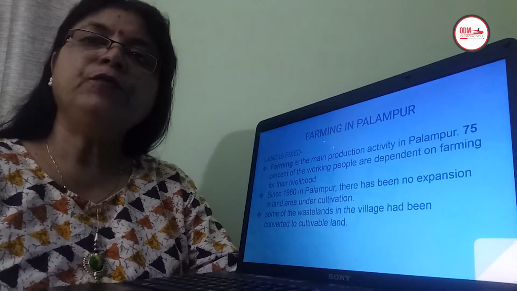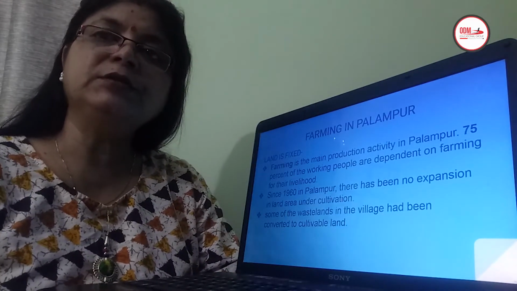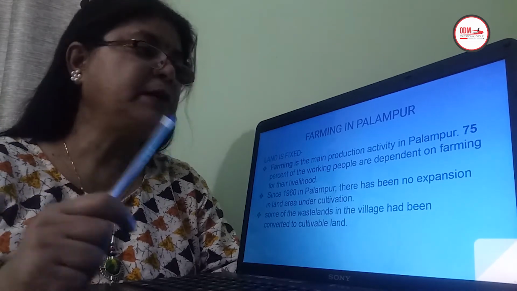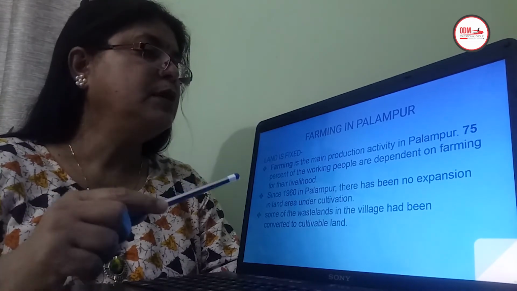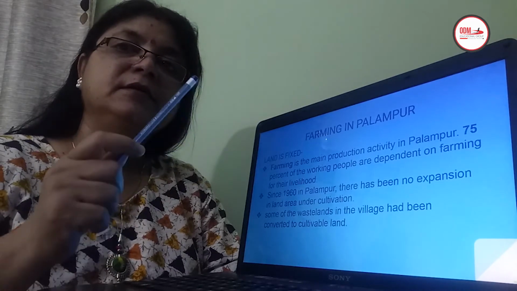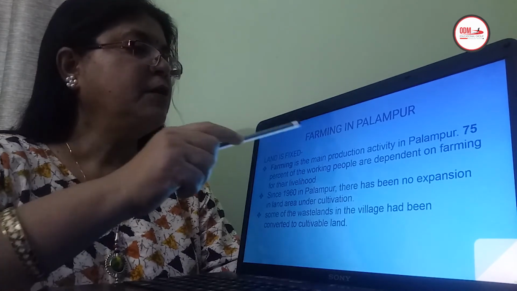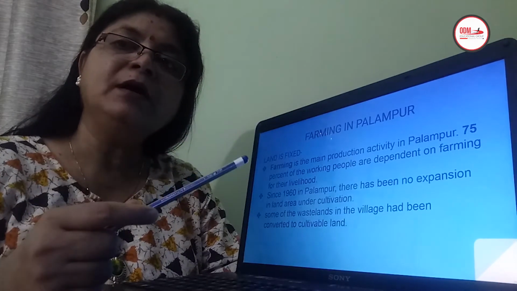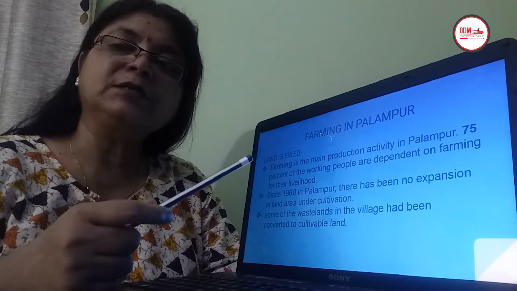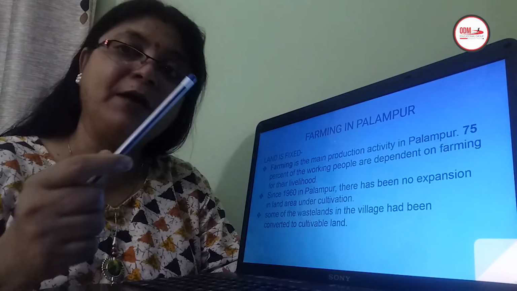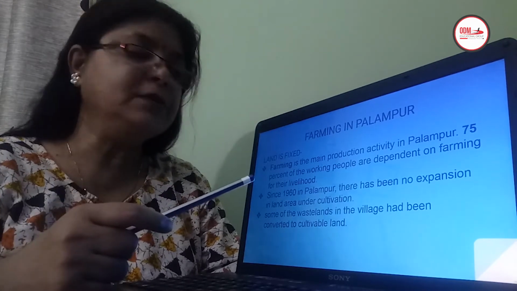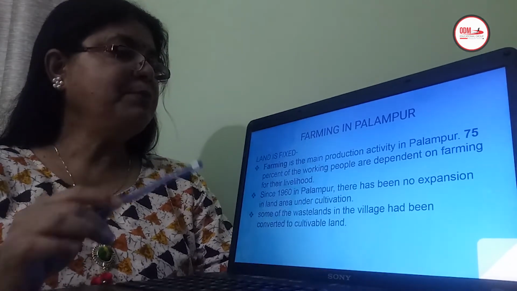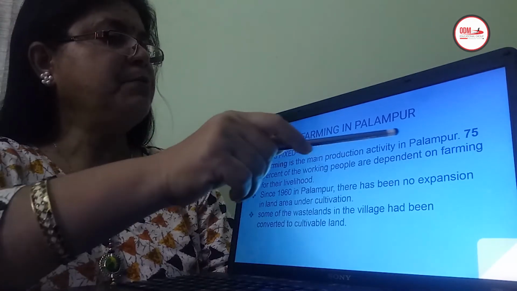Yes, children, we will go for the next concept or the next subtopic in this chapter, the village Palampur. Our next subtopic is farming in Palampur. Under the farming, we will discuss all the factors of production, how they have been used in Palampur village. First one is the land is fixed. Farming is the main occupation or production activity in Palampur village.